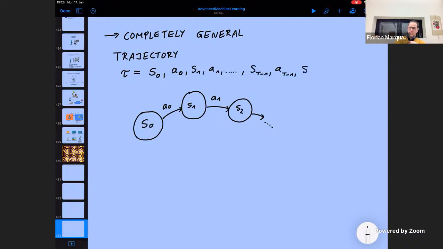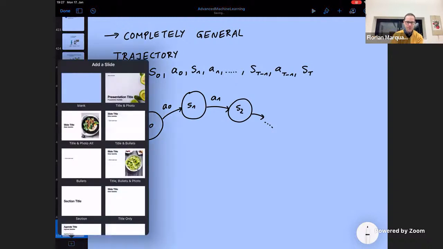And this trajectory will terminate possibly at some time, capital T, and then I will end up in some final state. Now, sometimes in the literature, the trajectory also involves the rewards. So just a warning, sometimes the rewards are also included here. Which brings up the keyword rewards. So what about the rewards?